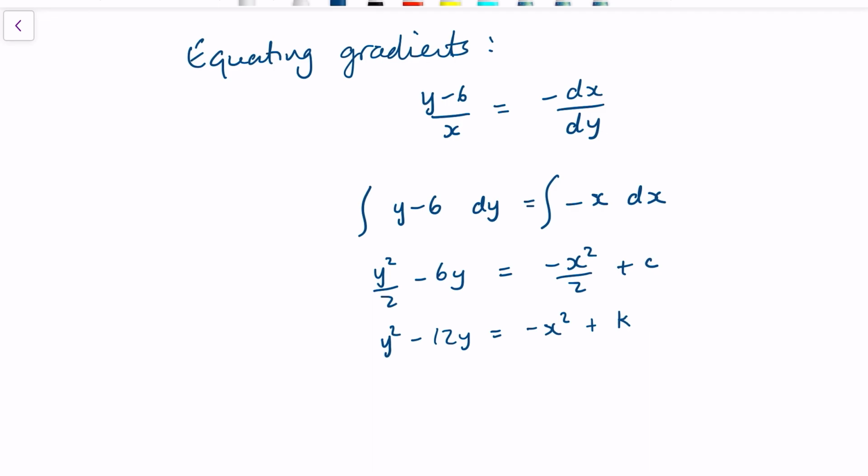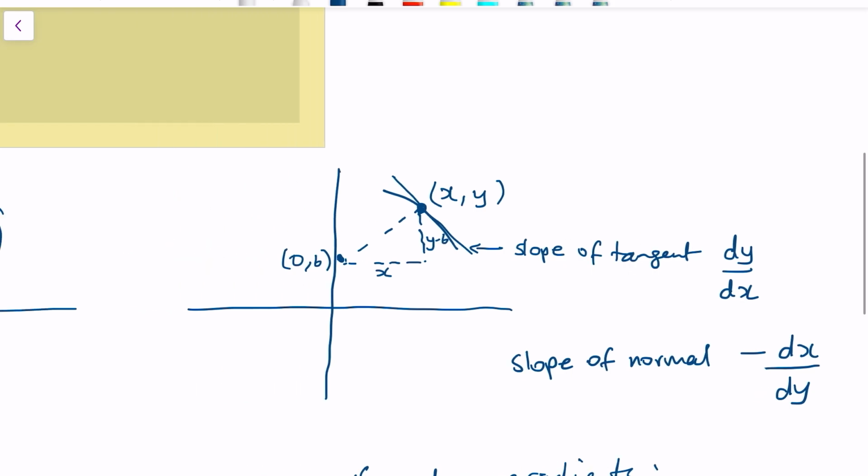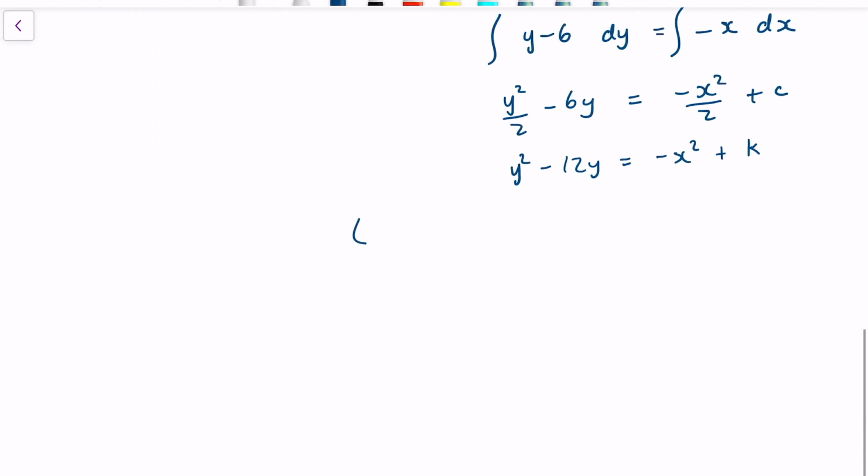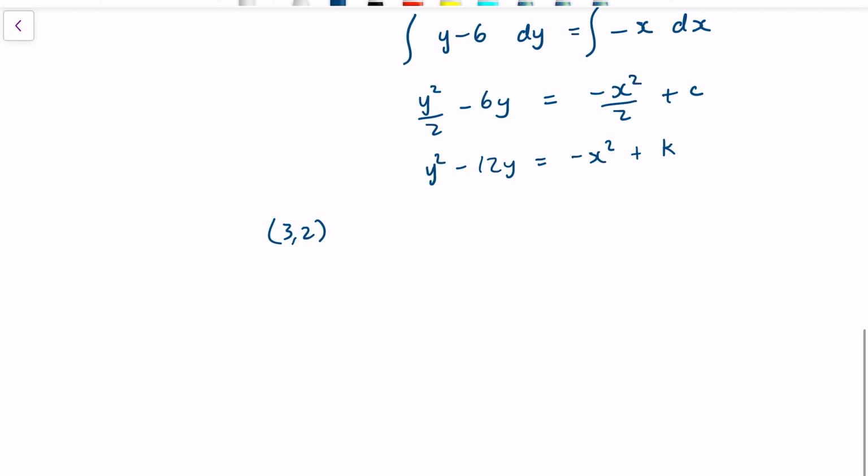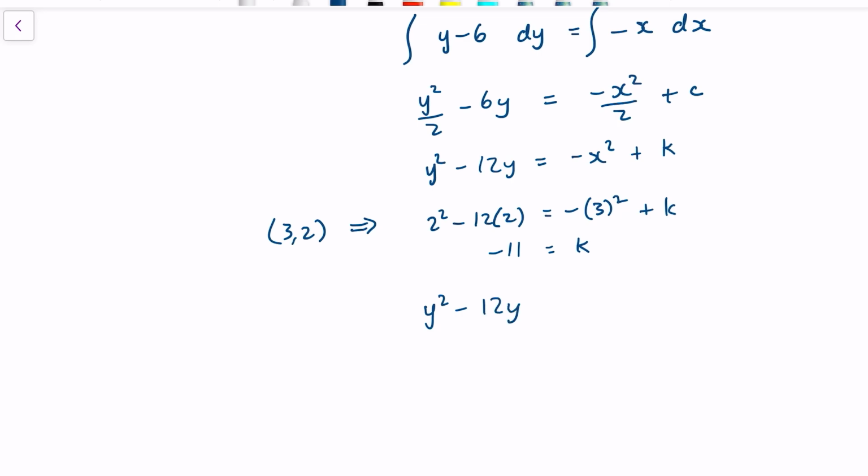Let's find that value of k by substituting in the same point as before, which was 3, 2. 3, 2 goes in there: 2 squared minus 12 lots of 2 plus 3 squared. If we work that out, 4 minus 24 is negative 20. Negative 20 plus 9, negative 11. Okay, it doesn't look like our nice radius equation as before, but that's because it's not in the completed square format yet.